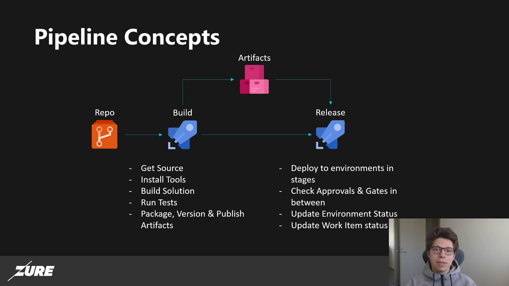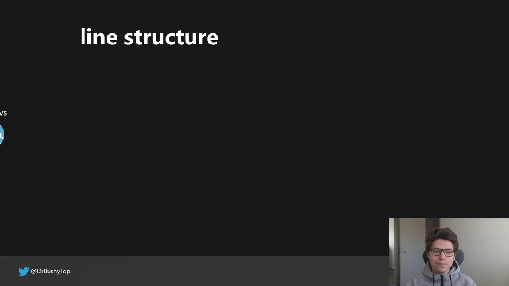So does your test environment actually work? Can we go to production and so on? And then you can update environment statuses and work item statuses to Azure Boards and also, I think, to Jira. And then in the end you have your application environments where all the packages then go.